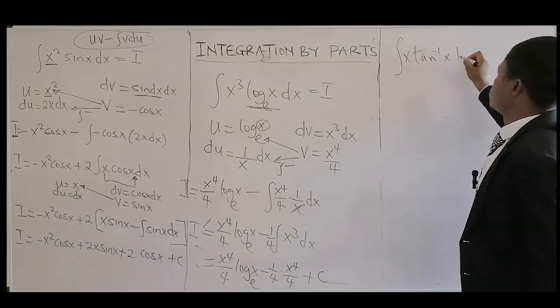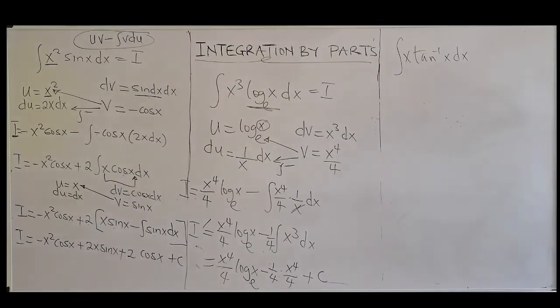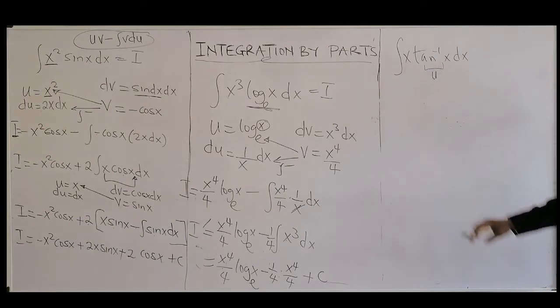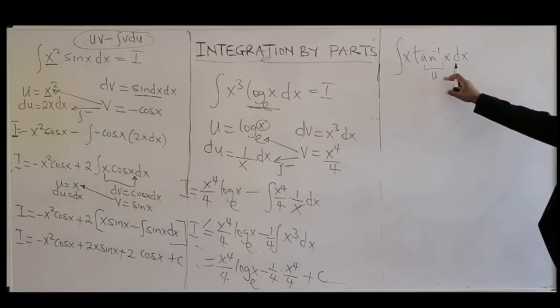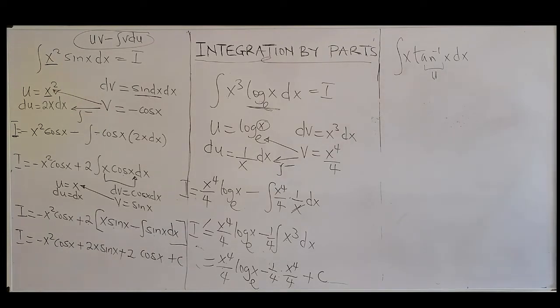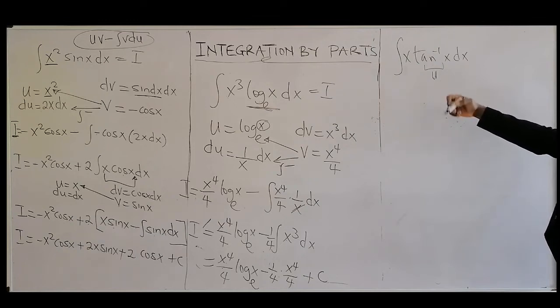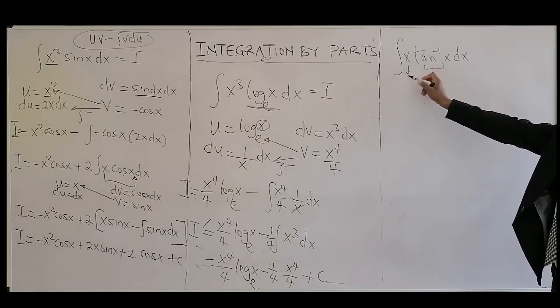Integral of x arctan x, the inverse function of tan. Let's see how. If you look at this, arctan x will be u in this case, because it is easier to differentiate the arctan function. We cannot integrate this easily. We can integrate arctan x, but it's more complicated. So it's better to call this one u, and let's call this one our dv.